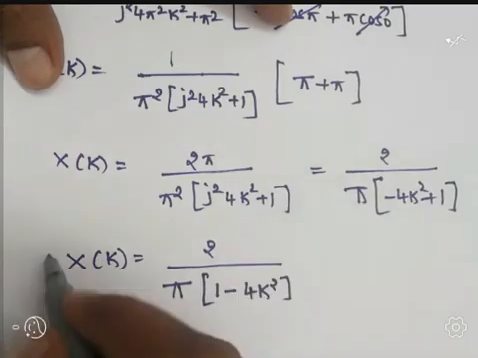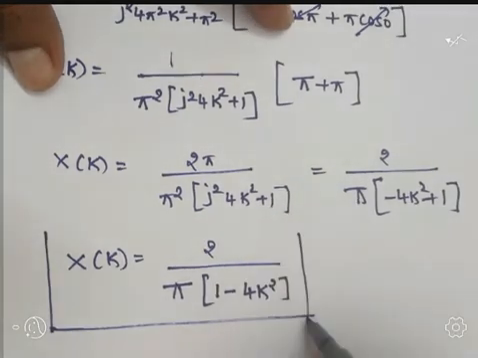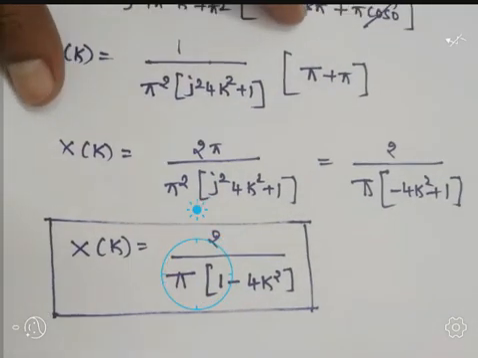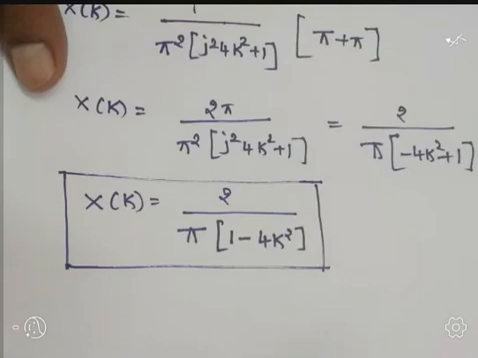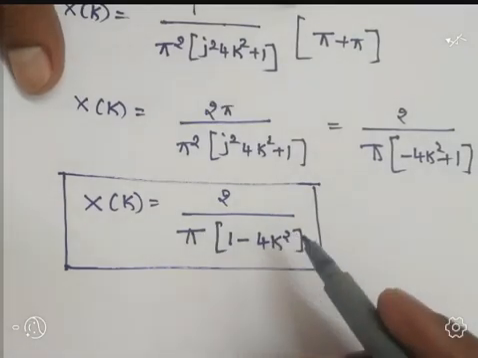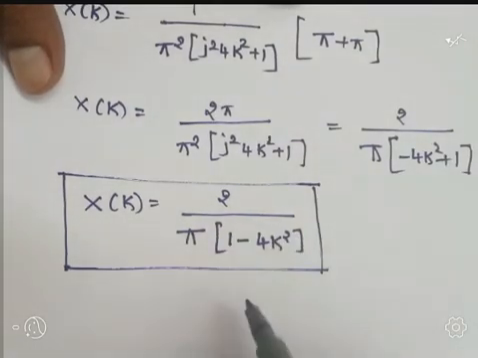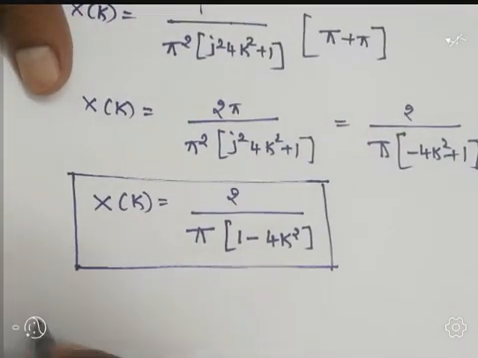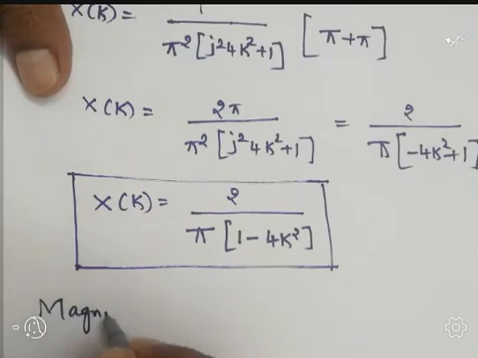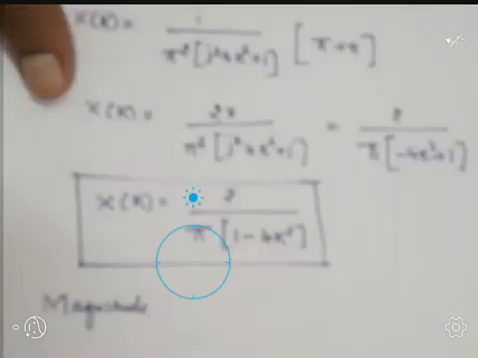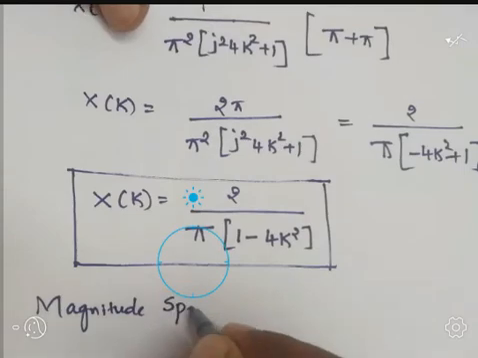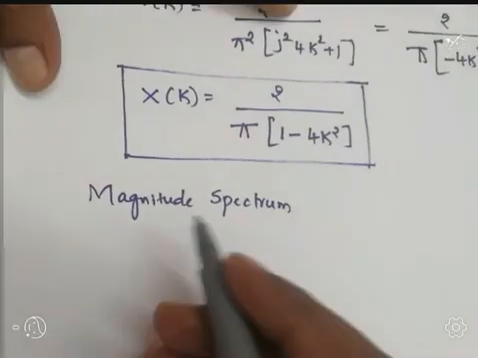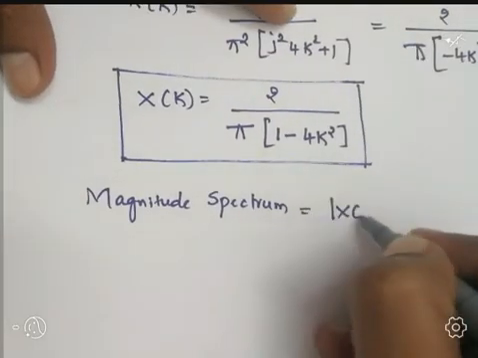This is the Fourier series. Here there is no imaginary part. So we are getting only the magnitude spectrum. Phase spectrum is 0 because in order to plot the phase spectrum there should be an imaginary part, but it contains only real part. Because of that reason, first I will plot the magnitude spectrum. So that is nothing but mod of x of k.